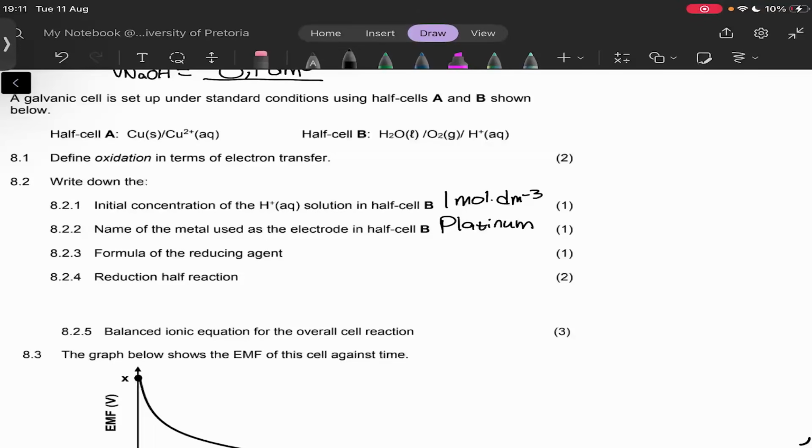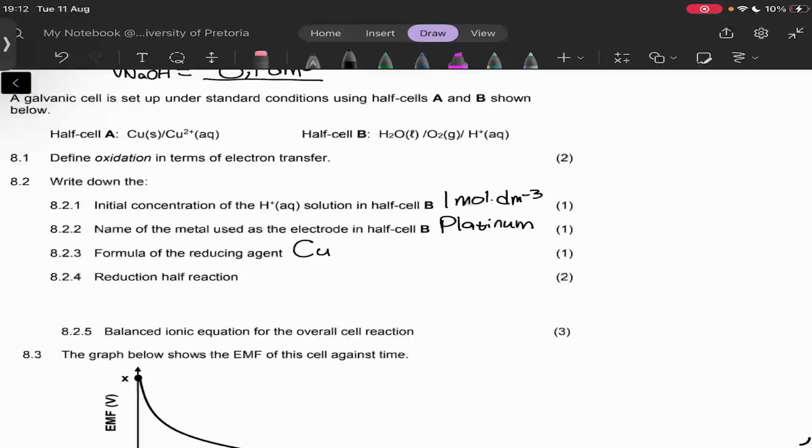Great. And now let's look at 8.2.3. What is the formula of the reducing agent? Or in other words, what is the formula of the thing undergoing oxidation? The answers are rolling in. It seems as though everybody is on the same page. It is indeed copper.